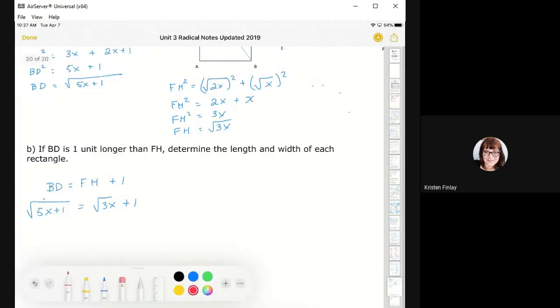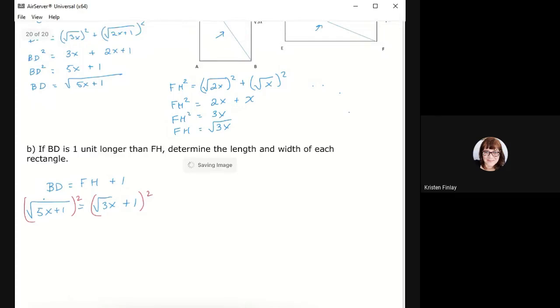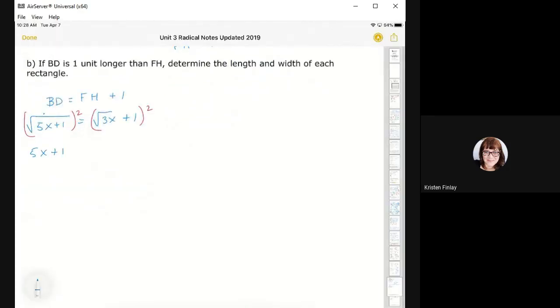I'm going to square both sides. On one side, I'm going to have to FOIL, so that means a little more work, but that's okay. So here we open it up. It just becomes 5x plus 1 because squaring that radical removes it. And on this side, I'm going to have to FOIL. So I'm going to get 3x plus root 3x plus root 3x plus 1. So I get 5x plus 1 on this side. Here I would have 3x plus 1 plus 2 root 3x.